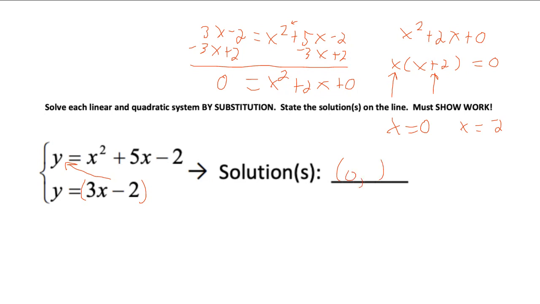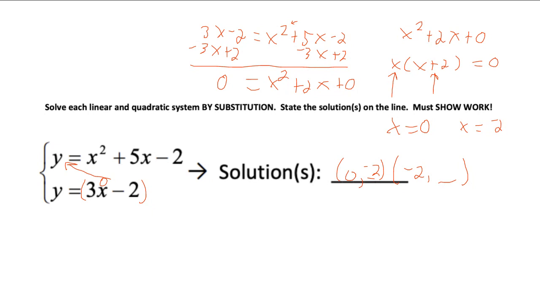So for my solutions, I know x is 0. I don't know what the y value is. And I know x is -2. I don't know what my y value is. I can't stop right now. I have to continue on. So I'm going to put 0 in here. So y is equal to -2.